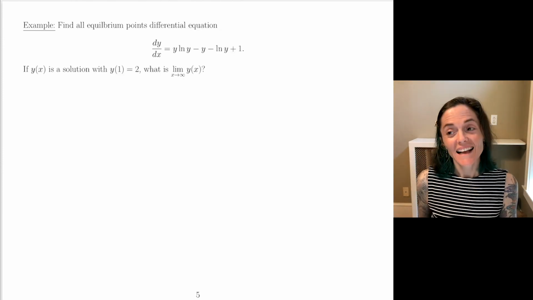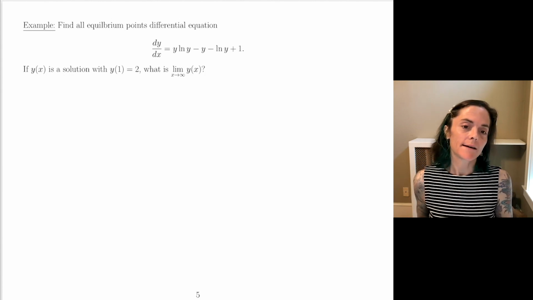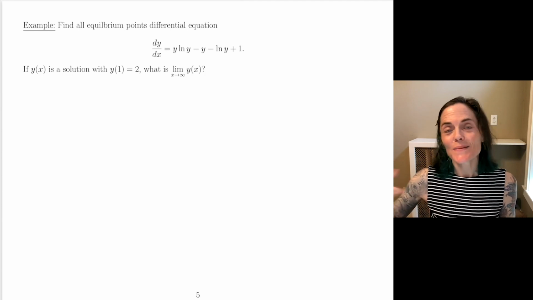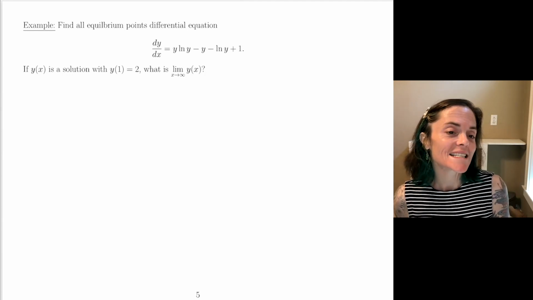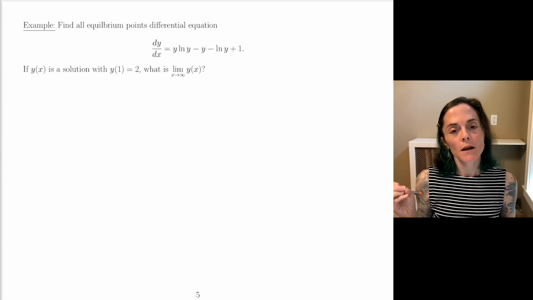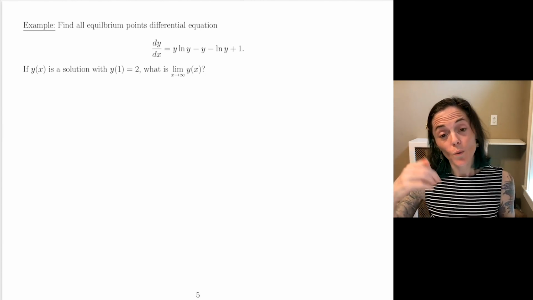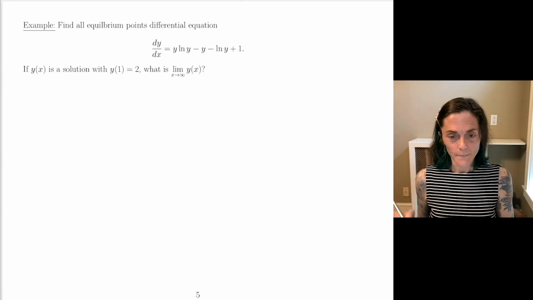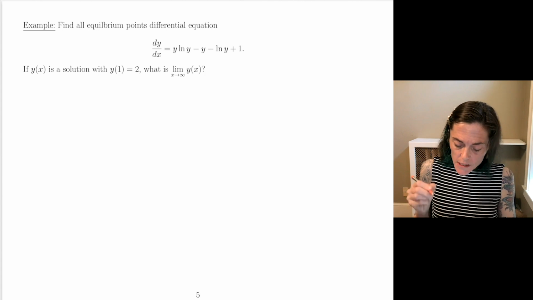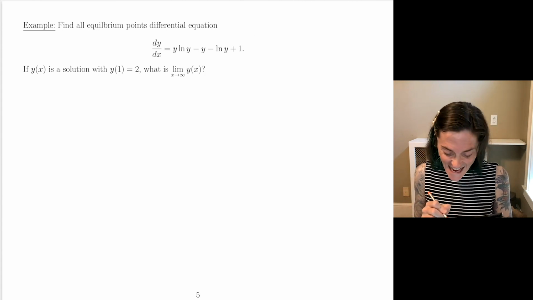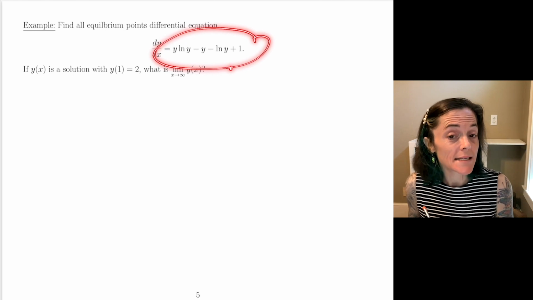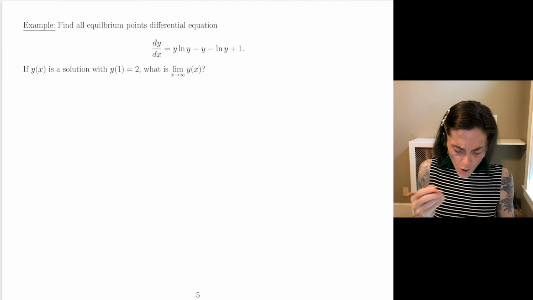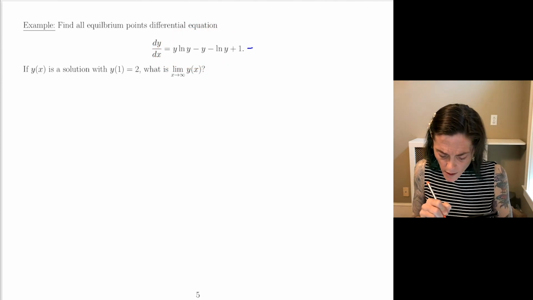Very nice. Our third example is here, all equilibrium points of the differential equation. Now, we will determine the stability, but I have a slightly different question. If you have a solution and y of 1 is 2, what is the limit as x goes to infinity of y of x? Well, maybe the first step is to try to do some factoring here so I can set capital F of y to 0. So how can I do this? Well, I can do this.